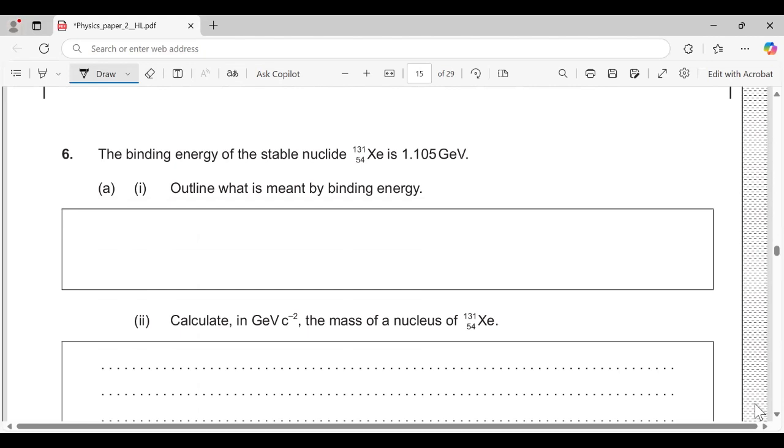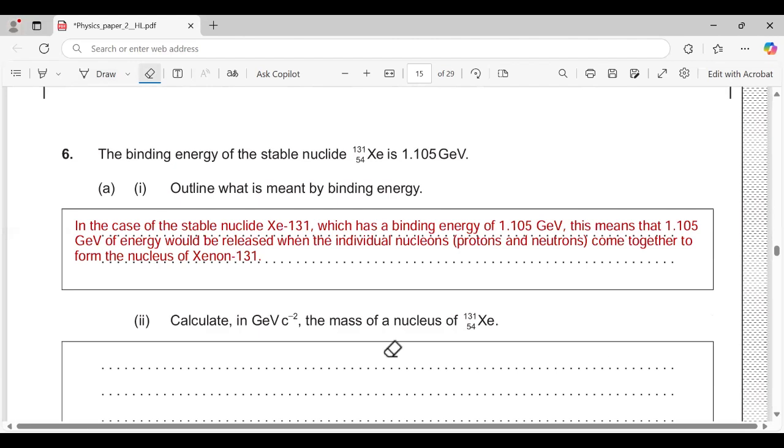The binding energy of the stable nuclide of xenon-131 is 1.105 gigaelectron volts. Outline what is meant by binding energy. I have provided my explanation. You may add something or you may copy this explanation. Next, calculate, in gigaelectron volts per c squared, where c is the speed of light, the mass of a nucleus of xenon-131.